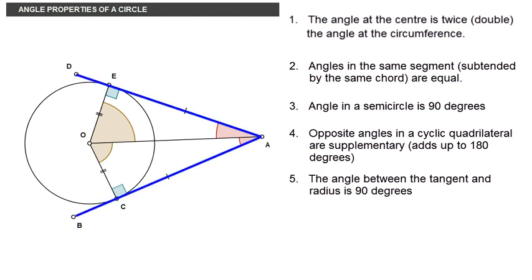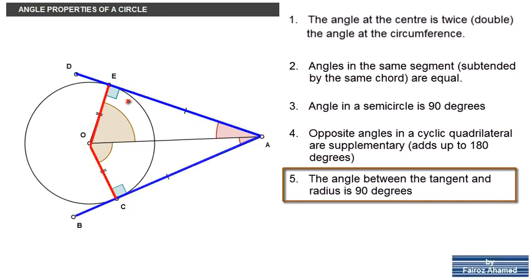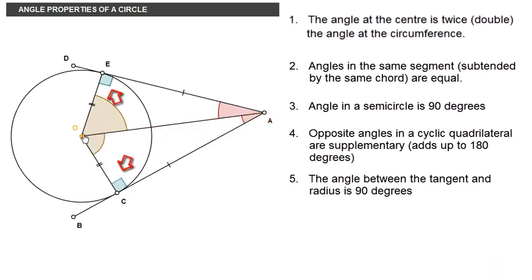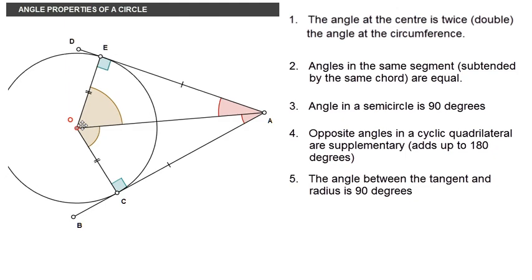We have looked at the tangent radius system in the previous lesson. Here, the fifth property states that the angle between the radius and the tangent is 90 degrees. This implies that the radius drawn to the point where the tangent touches the circle will always be perpendicular, that is 90 degrees, to the tangent.